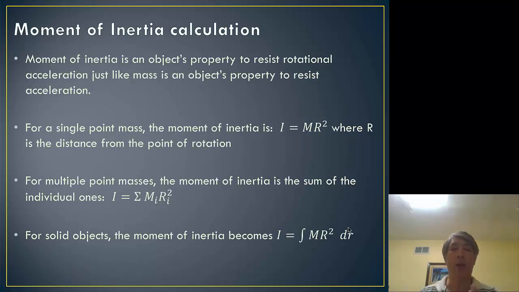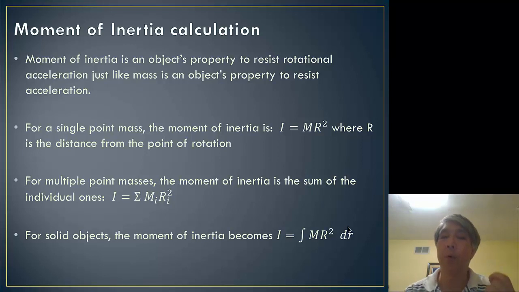So how do I calculate the moment of inertia? Moment of inertia is completely similar to mass. It's the resistance to rotational acceleration. For just a single point mass, the moment of inertia is going to be that mass times r squared, where r is the distance from the point of rotation, whatever that distance happens to be.